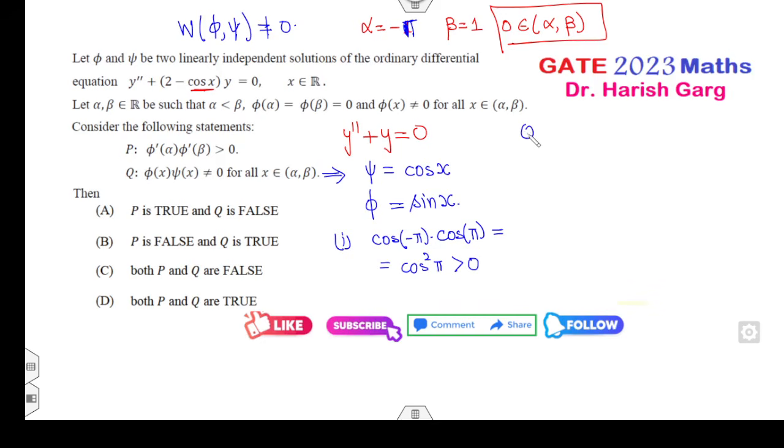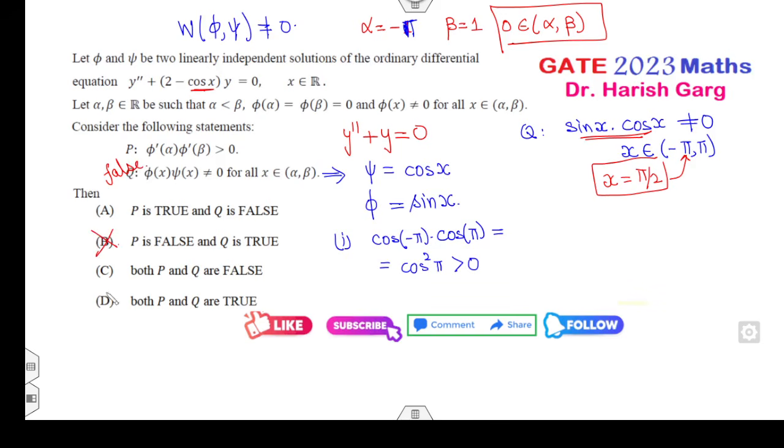Look at the second option, Q statement, phi of x, sin of x into cos of x, he said it can never be 0 whenever x belongs to the minus pi to plus pi. Is it true? Wrong, because if you choose x is my pi by 2 which belongs to this interval and that this value is my 0, therefore Q is my false statement. So B option and D options cancel out.